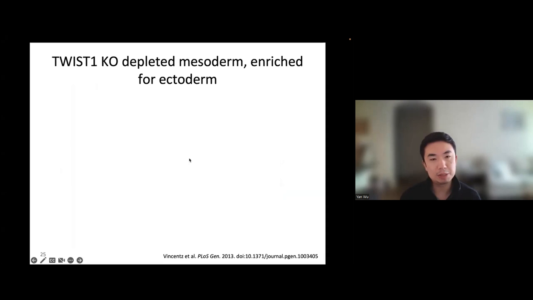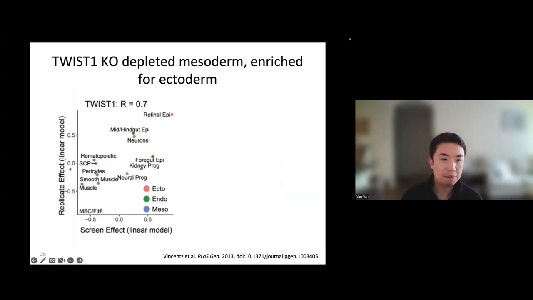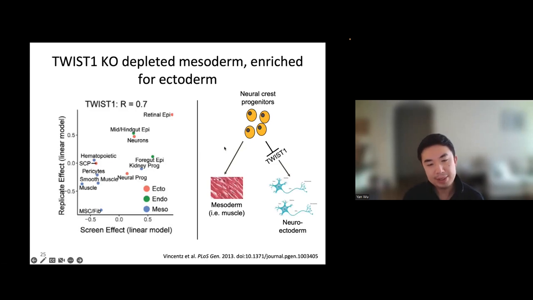So what we found with Twist1 was that it depleted the mesoderm and enriched for ectoderm. So if we plot the effects on cell types across both the original screen and the replicate screen, we can see a depletion in mesenchymal stem cells and fibroblast-like cells, an increase in retinal epithelium and neurons. And that's due to Twist1's known role as a regulator of epithelial to mesenchymal transition, or EMT. And specifically in one study, they observed that this EMT process is really important for neural crest progenitors, and knocking out Twist1 alters the balance between mesoderm and mesenchyme versus neuroectoderm.